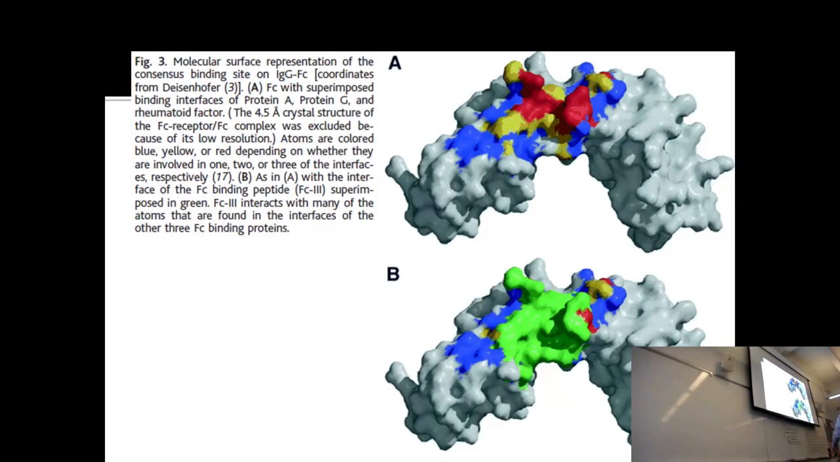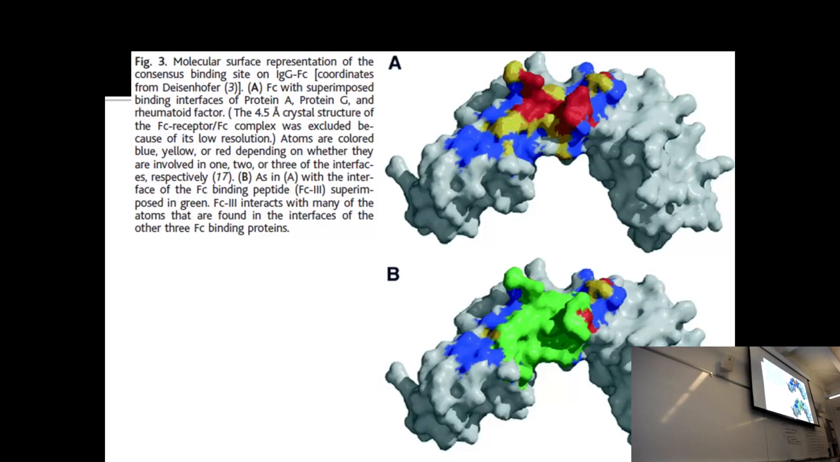This is one where they basically colored the binding site. You see there's the binding site there. And they colored it according to how many proteins that site binds. They're comparing 4 things: the FC site, protein A, G, and rheumatoid factor. They had to throw out the FC receptor complex because it was 4.5 angstrom resolution. That's just low. You can't do anything with that. So they didn't even want to mess with it.